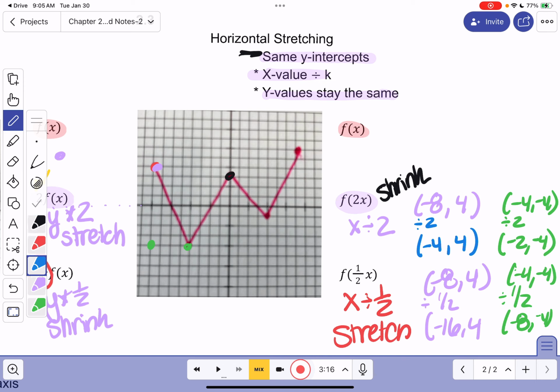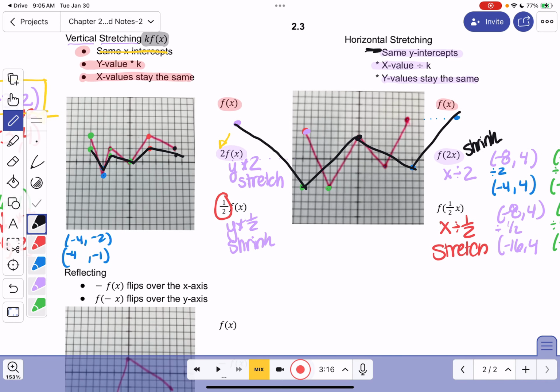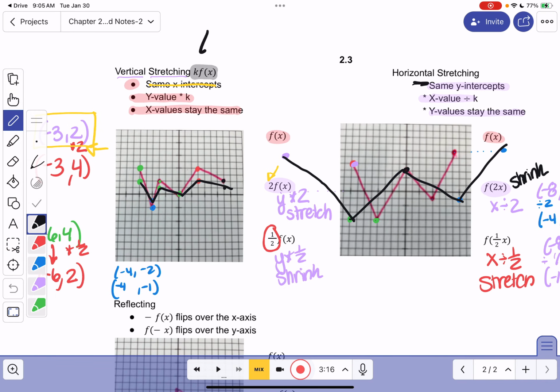Y-intercept stays the same. 4 becomes 8, and 7 becomes 14. Our new shape this time is very stretched out. So those are your horizontal and vertical stretching. So remember, outside, you multiply the y coordinate. Inside, so if it looks like this, you divide the x coordinate.